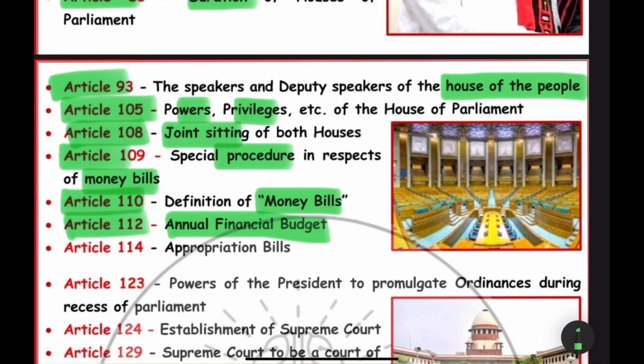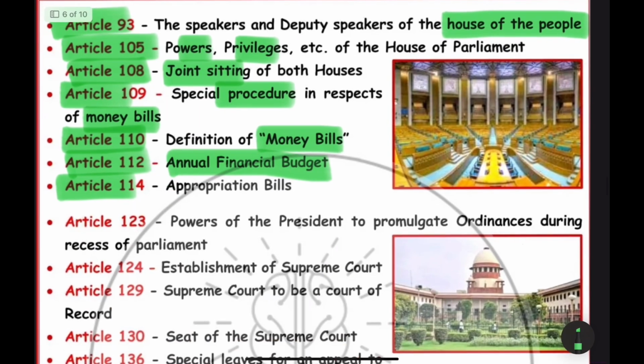So guys, in our Constitution you will find no mention of the term budget. Article 112 specifically tells about the annual financial statement, which is nothing but your budget. Then Article 114, appropriation bills.